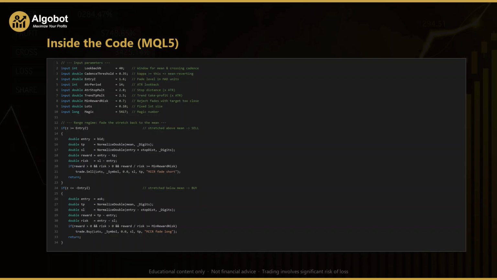Min-reward risk filters out fades whose target is too close, while lots and magic set the position size and the identifier. Below the inputs are the two range regime blocks shown on screen. The first block handles the sell side.